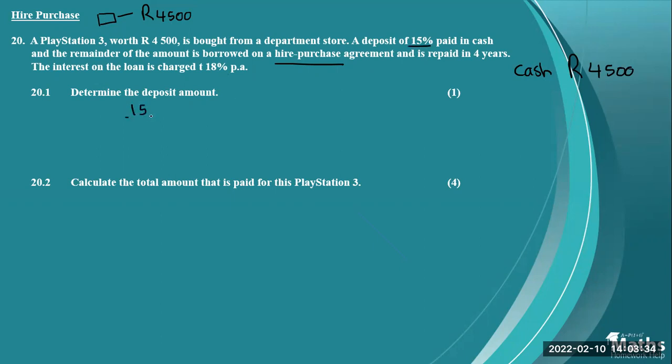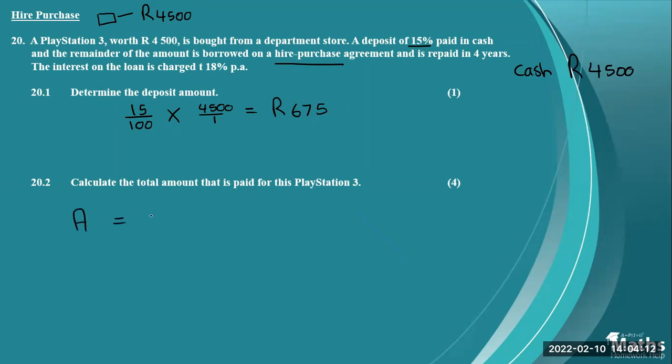So we're going to say 15 divided by 100 of 4,500 Rand. Pop it into the calculator and you will get 675. So this is the deposit amount. Calculate the total amount that is paid for this station. So I'm not going to take into consideration the 675. It is going to be hire purchase.